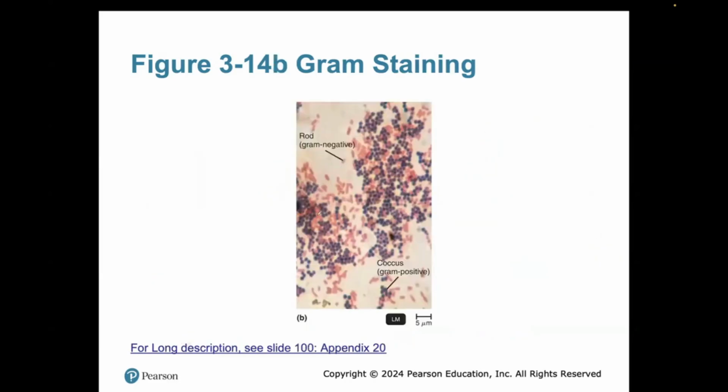So this is what it looks like if you have a mixed culture of a rod-shaped gram-negative bacteria, for instance E. coli, and then a coccus or spherical-shaped gram-positive bacteria. Like I mentioned with Staphylococcus epidermidis or Staphylococcus aureus, that's what this would look like, a mixed culture of Staph and E. coli. Pretty cool.